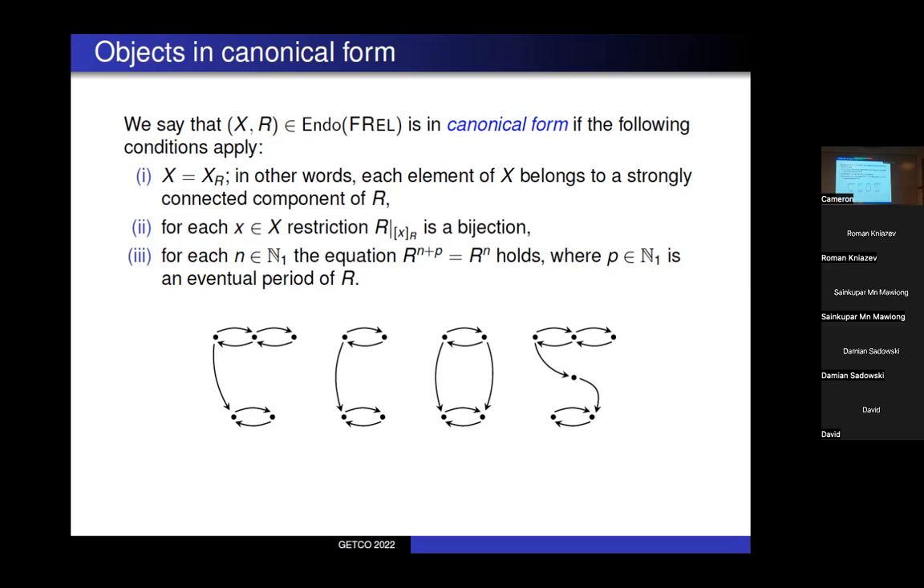And here's an example of four relations. All of them are isomorphic in Szymczak category, but only the third one from the left is in canonical form. The first one violates the second condition. The second one violates the third condition, and the fourth one violates the second and first conditions.